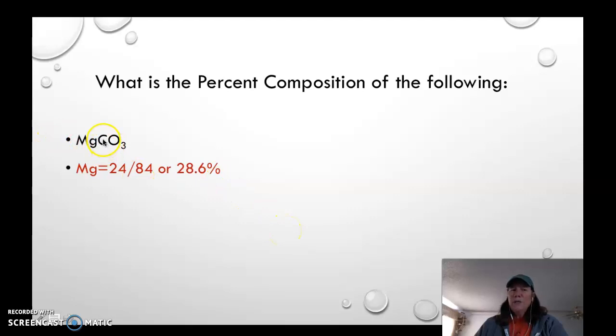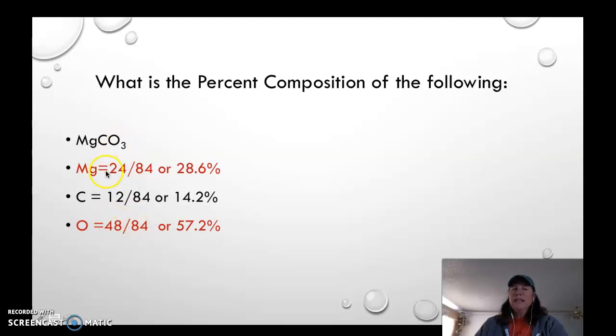For carbon, I'm going to go 12 divided by 84. And for oxygen, again, it's not 16 because there's 3 of them, so 3 times 16 is 48, so 48 divided by 84. So you take the individual divided by the total, and your percent should be close to 100. Again, if you get 99.9 or 100.1, that's okay, but if you get like 102, that's not so good. You messed up somewhere.